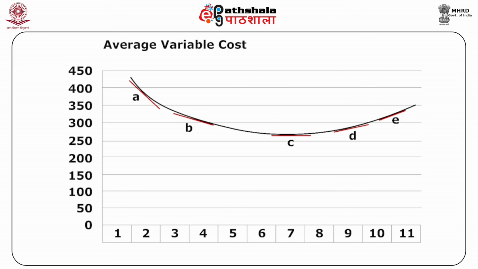The average variable cost at a particular point of time is given by the slope of a ray from the origin to a point on the total variable cost curve. At points A and B, the slope, the average variable cost, is falling and declining continuously. At point C, it is the minimum point, and thereafter it rises. This is the property of a U-shaped cost curve.